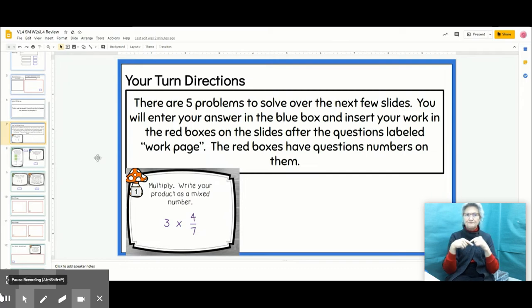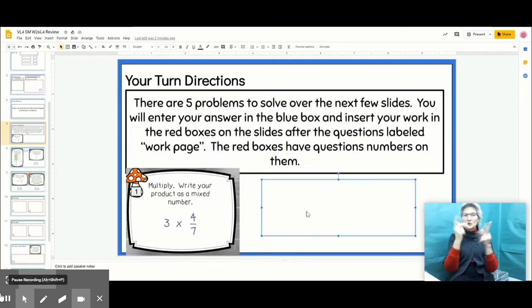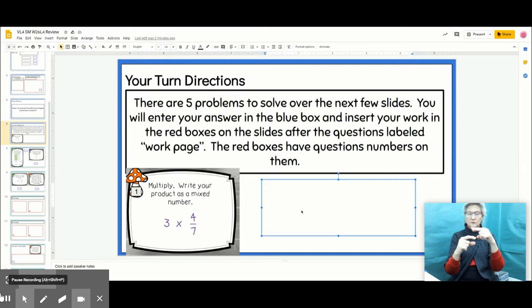It says multiply. Write your product as a mixed number. I'm going to type over here. Okay, so I remember when I multiply a whole number by a fraction, what I do is I multiply the whole number times the numerator, and I keep the denominator the same because my size pieces are staying the same. So let's see how that would make sense.